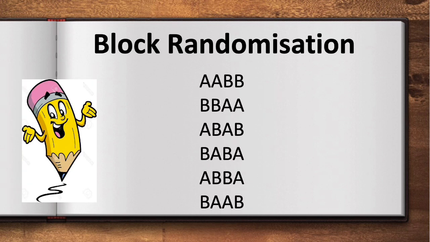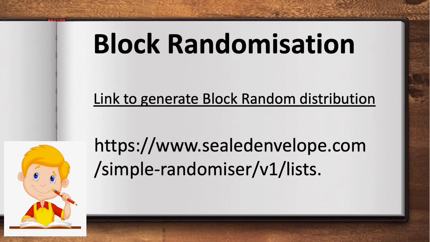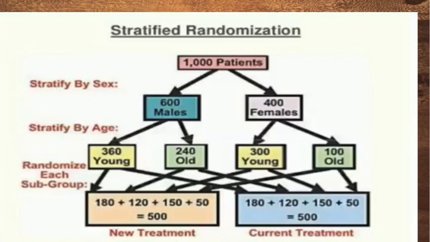Like this, if subjects are more, then the computer will create in the format of AABB, then BBAA, then ABAB, then BABA, ABBA and BAAB. If you want to create block randomization, then you can go to this link and create it. This link also I have given in the description box of this video. You can check it.